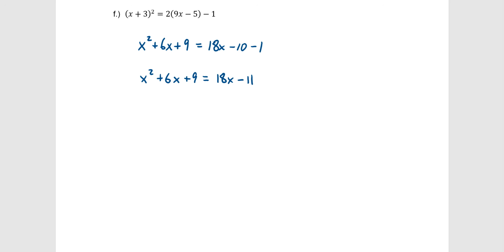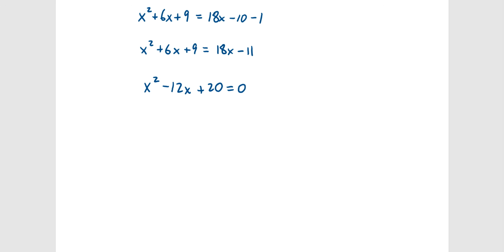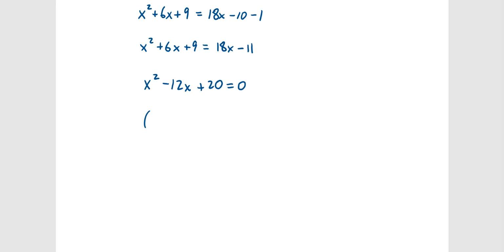And now let's get everything on the left-hand side. So let's subtract 18x and add 11 to both sides. So subtracting 18x is going to be 6x − 18x, so −12x. 9 + 11 is going to give us 20. So we get x² − 12x + 20 = 0. And this one is going to be a lot easier to work with now. Two numbers that multiply to 20 that add to −12. It factors to (x − 10)(x − 2).